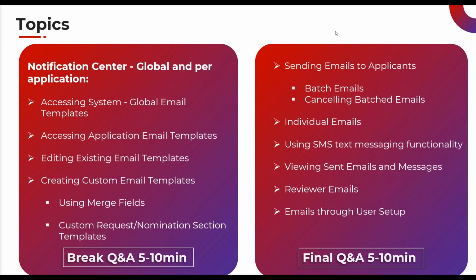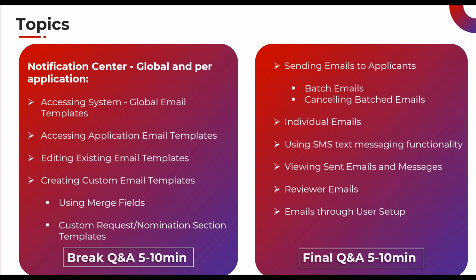So the topics we're going to be covering: first of all, where are the email templates? Where is the notification center? How do you access the email templates? We have global templates and system templates, so we'll talk about how to access those. And then we'll get into how to edit and create templates, and using merge fields. And then also how to create request section templates. Those are templates, if you're using request sections, you create a request section and name it when you create the section. Within request sections, you can actually tie an email template to that. So we'll talk about a bit of special functionality on how to do that.